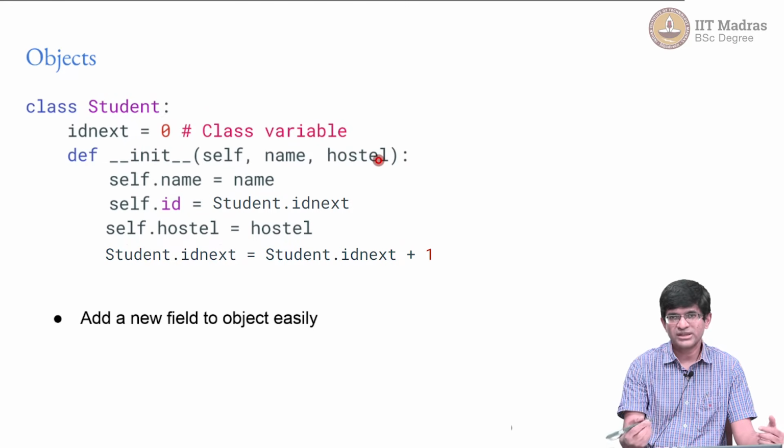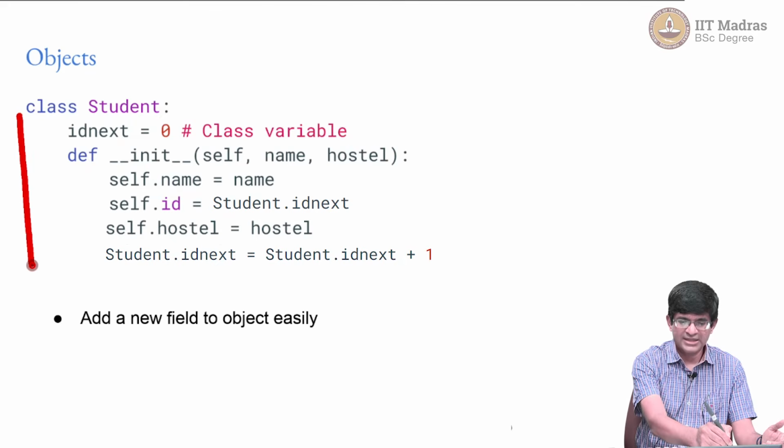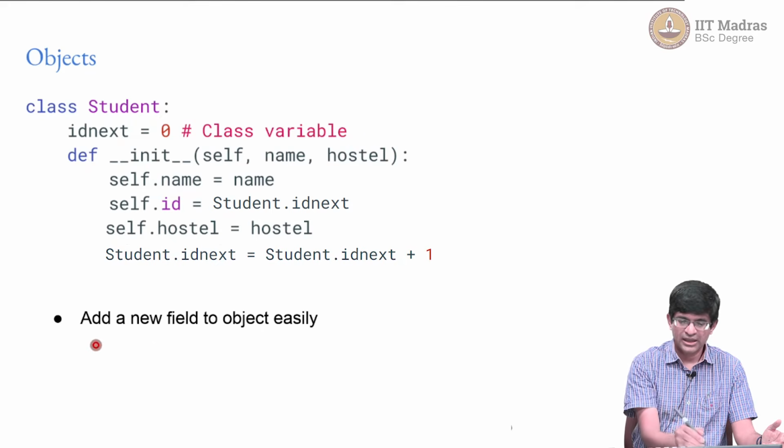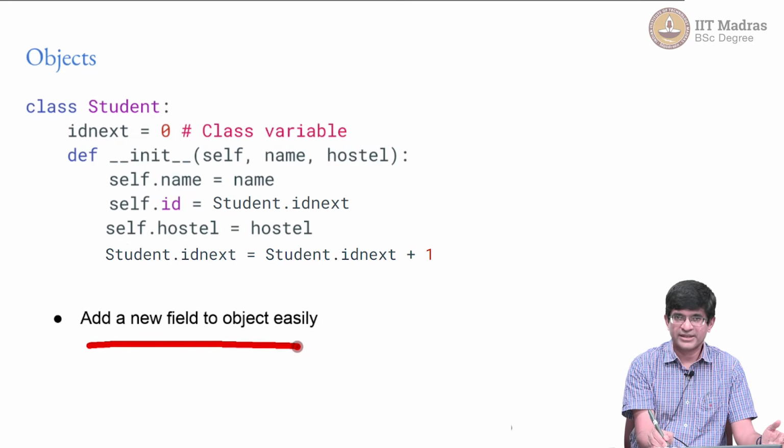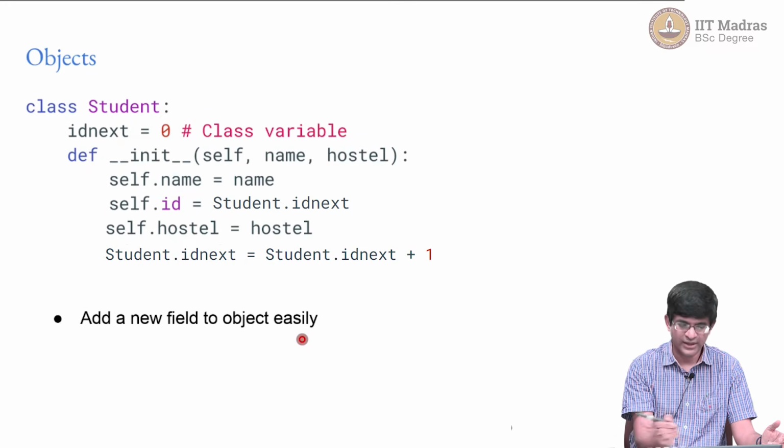Now, how will this deal with previously created users for whom the hostel was not specified? There is no unique answer to that, right. That would depend on the implementation. You as the designer have to decide on how you want to handle such a situation. But the point is, having this kind of a class-like structure allows us to add new fields to the objects easily, okay.